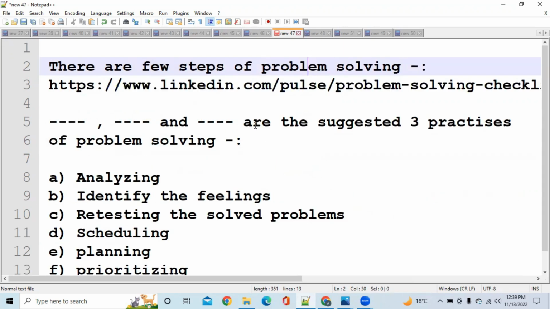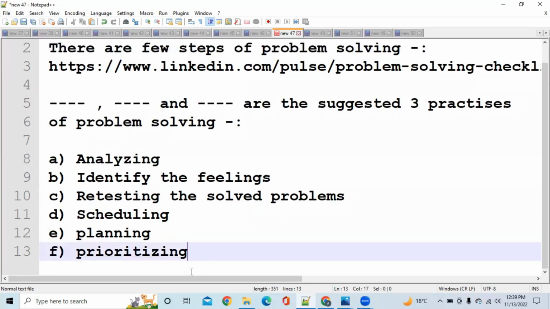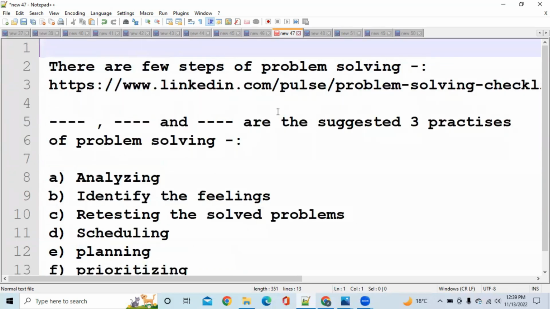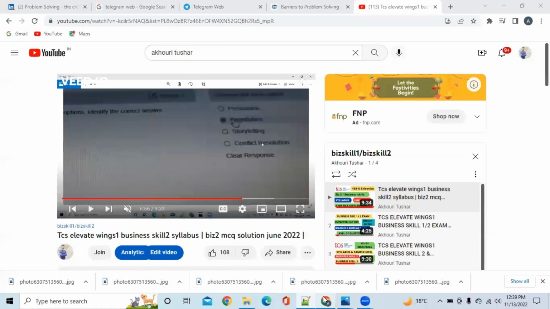Okay, so guys, there are different steps of problem solving, and a question was asked on that, like dash and dash are suggested 3 practices of problem solving. First, look at the options: analyzing, identifying, retesting the solved problems, scheduling, planning, prioritizing. Let's study one article. You can see here, I will give the link of this article in the description. You can read it from there.